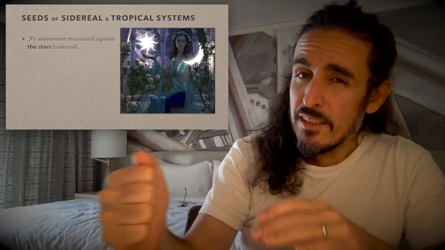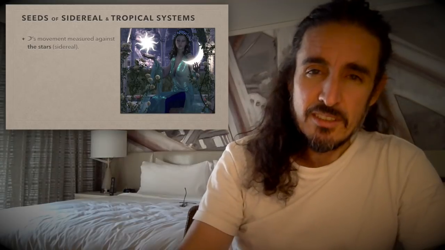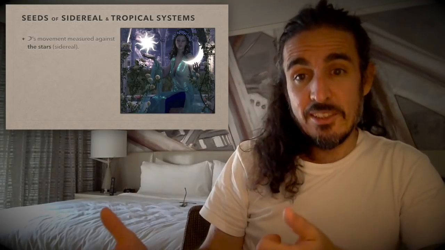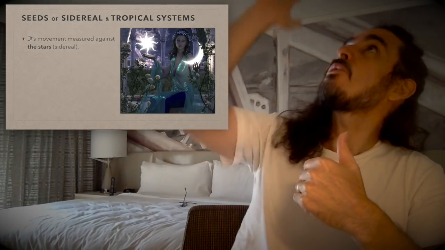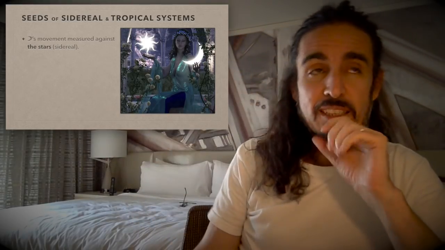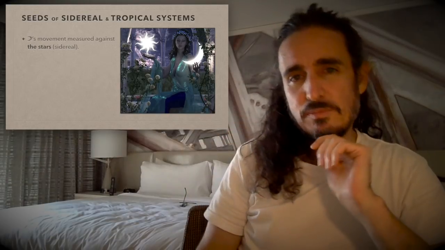If you know the Latin word for star, it's sidereus. So the sidereal way of looking at space is based on the fact that we observe the moon against the stars. That's how that seed starts to grow.